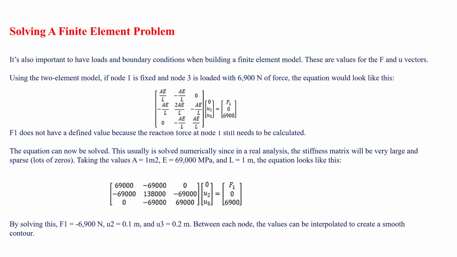Once you add all these values inside the formula and solve this matrix, you'll get F1, the reaction force at the fixed point, which is minus 6900. Basically we already know we'll get the same value. The displacement at the second node is 0.1, and at the third node it is 0.2 meter. If you solve the same thing using software, you're going to get the same result. If you want to validate it, you can carry out the same problem in the software as well.